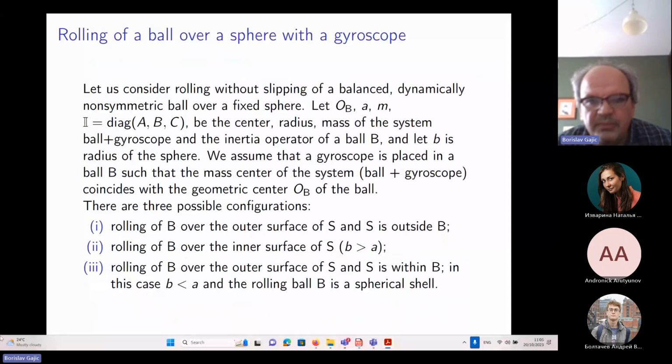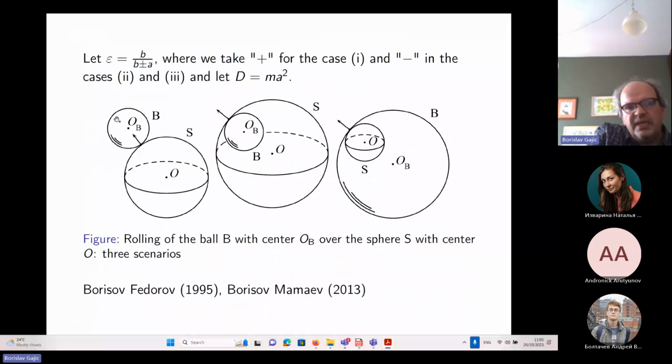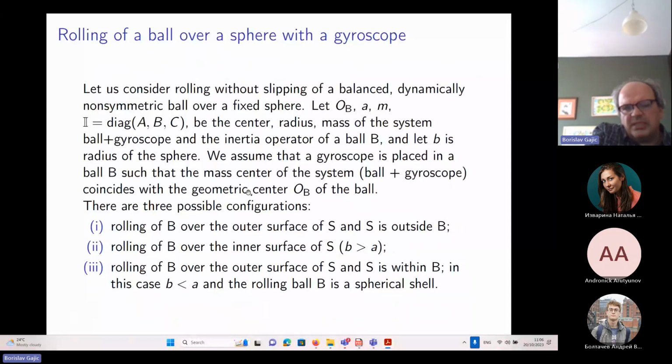Okay. Now let us pass on. I think I have 15 minutes. Let me try to give just our main example. Let us consider the rolling of a ball over a sphere. We have a sphere and we have a ball. The sphere is fixed, and the ball is moving over the sphere such that at the point of contact there is no sliding. This gives us our nonholonomic constraints. The sphere has radius small b, and the ball has radius small a.